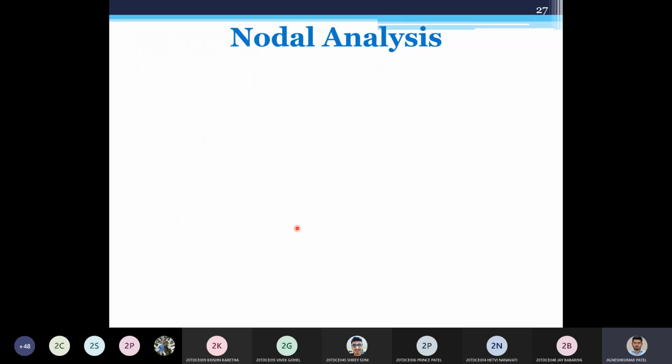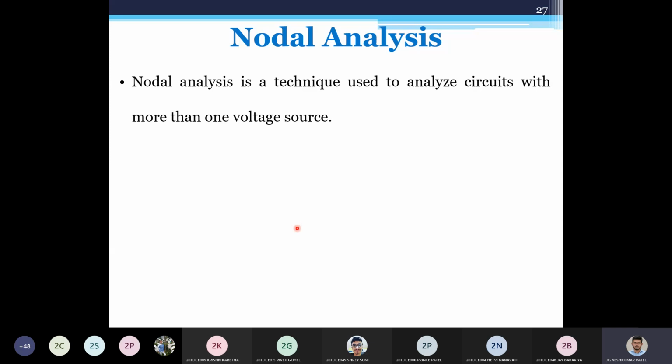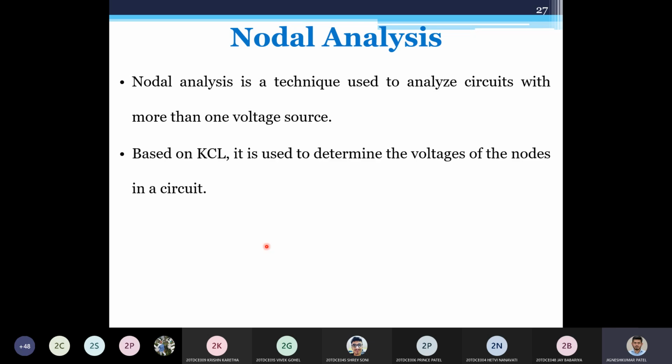Now the nodal analysis is basically a technique that is used to analyze circuits with more than one voltage source. Okay, so in mesh analysis we are finding the unknown currents, but in nodal analysis we will find out voltages at different nodes, and depending on that voltage you can calculate your currents or voltages in other parts of the circuit. Okay, so here we will be mainly focusing on voltage.